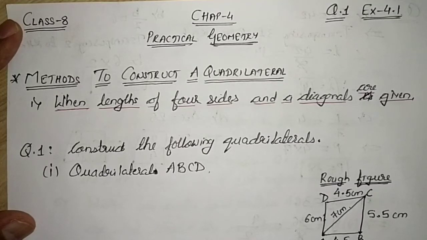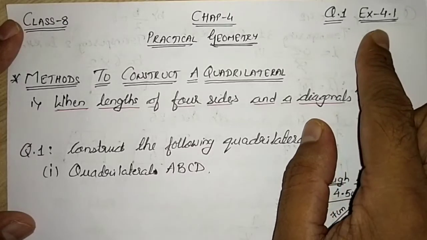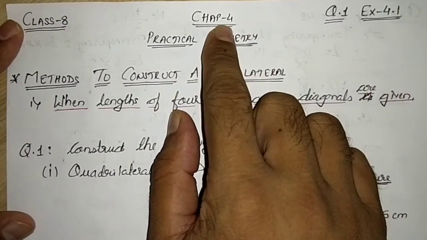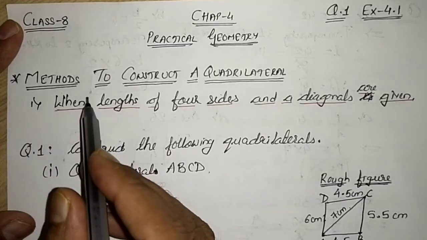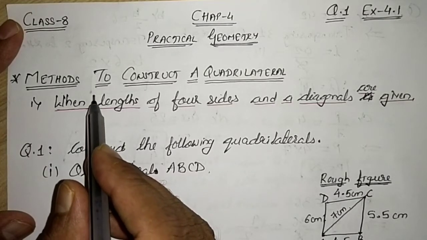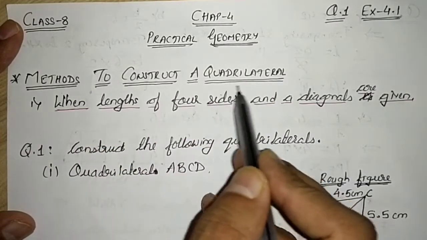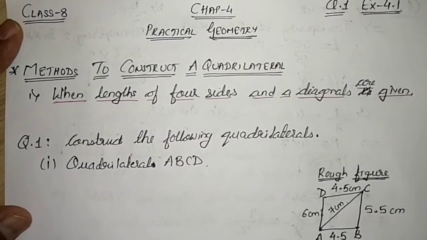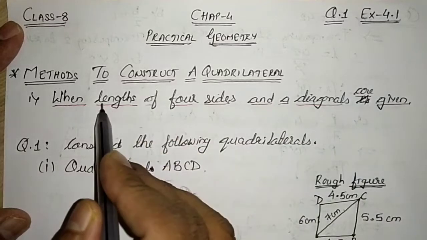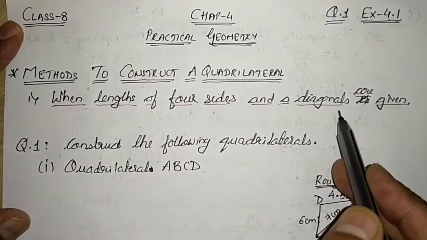Students, today we are going to solve question number 1 of exercise 4.1 of chapter 4. Chapter name is Practical Geometry. Here in this chapter we will see how to construct a quadrilateral by different methods. Exercise 4.1 is dependent on this method.